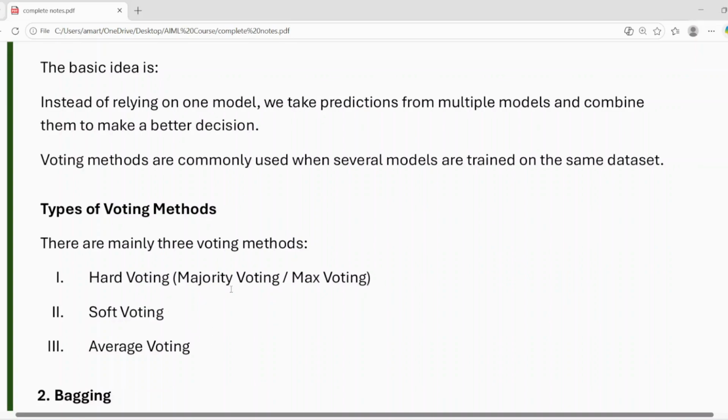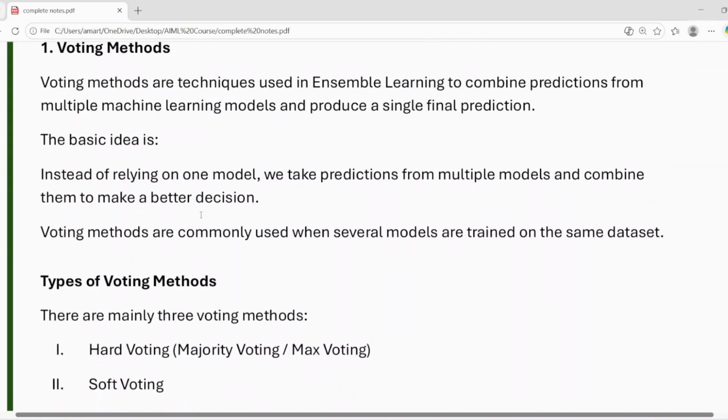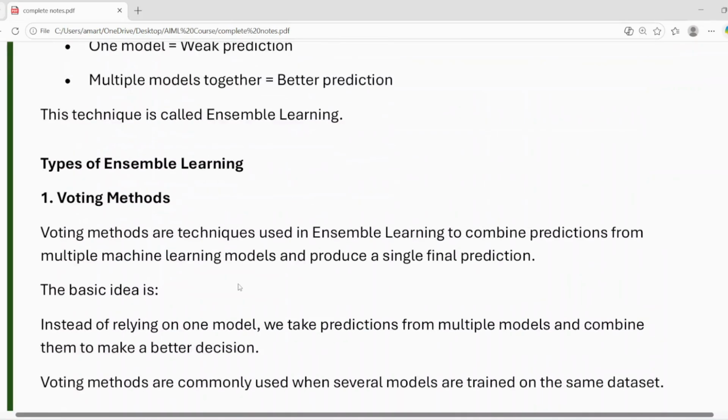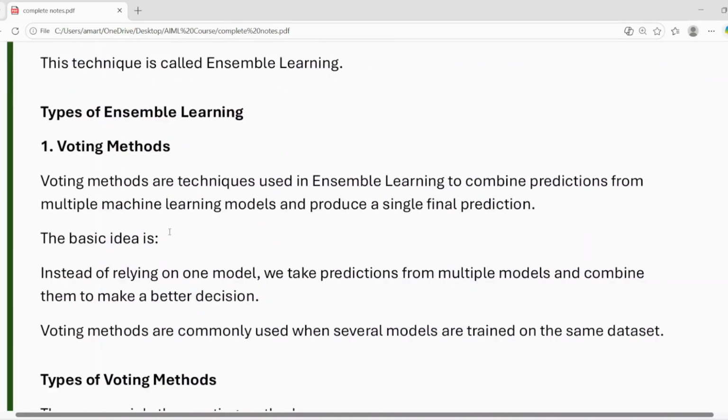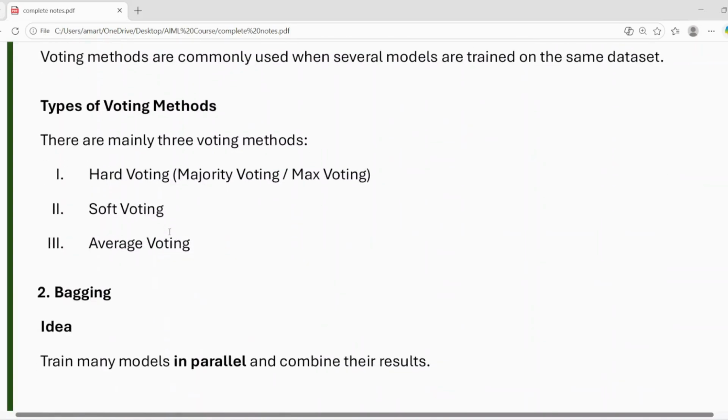We will discuss these types and voting methods in depth. I'm just giving an overview of the types of ensemble learning. We will discuss them one by one in depth, both practically and theoretically. So don't worry, I'm just giving an overview of it.